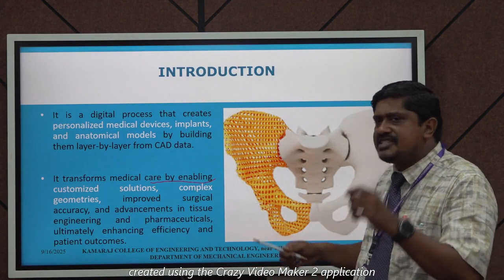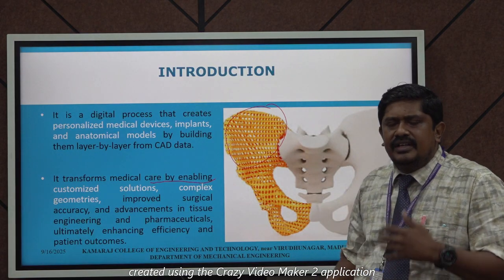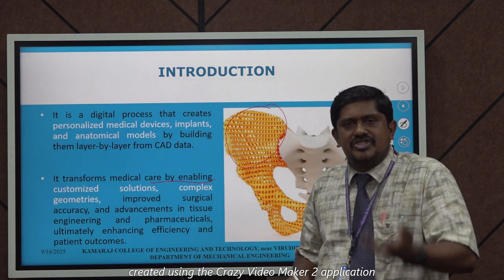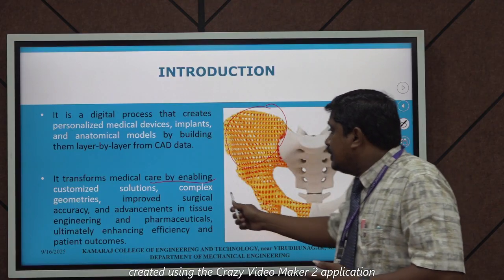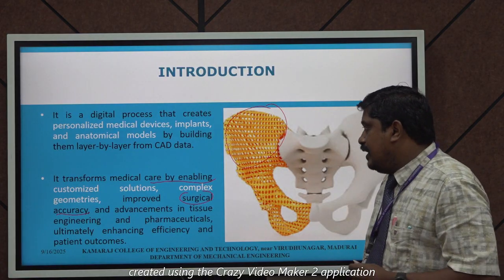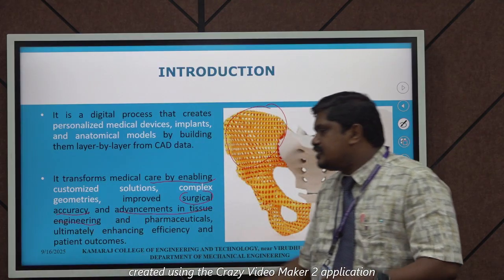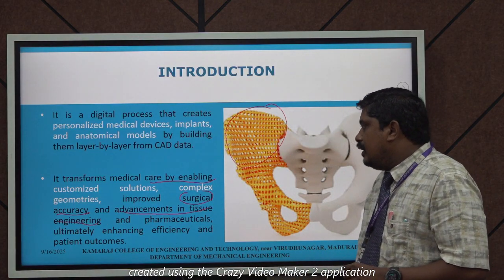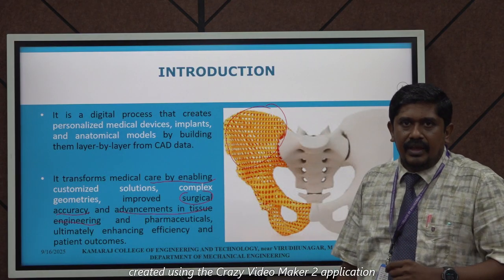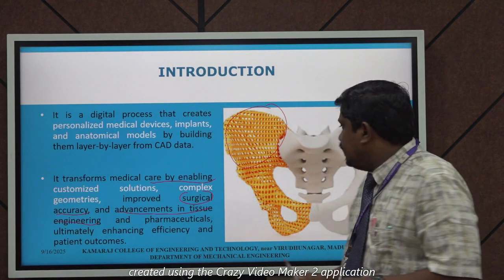by enabling customized solutions and complex geometries. With metal additive manufacturing, we are able to create complex structures and also improve the surgical accuracy of the implant, and advanced tissue engineering. This is under research, the tissue engineering is over there, and ultimately it enhances efficiency and patient outcome. This is the overall introduction about metal additive manufacturing.